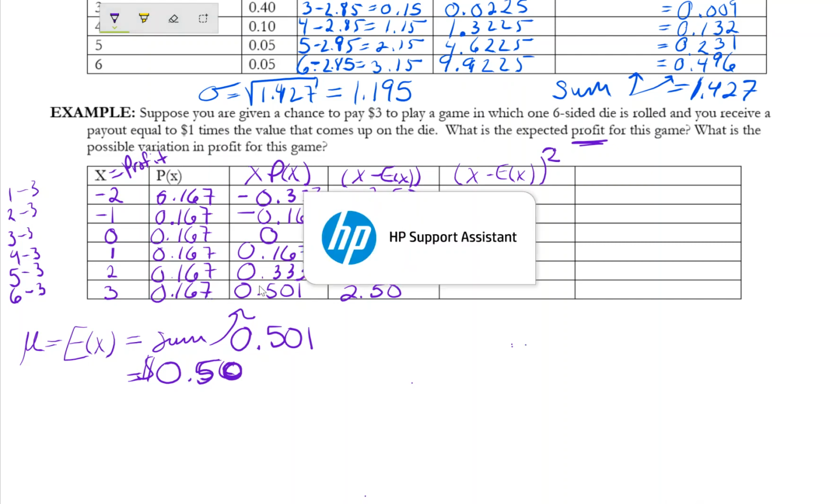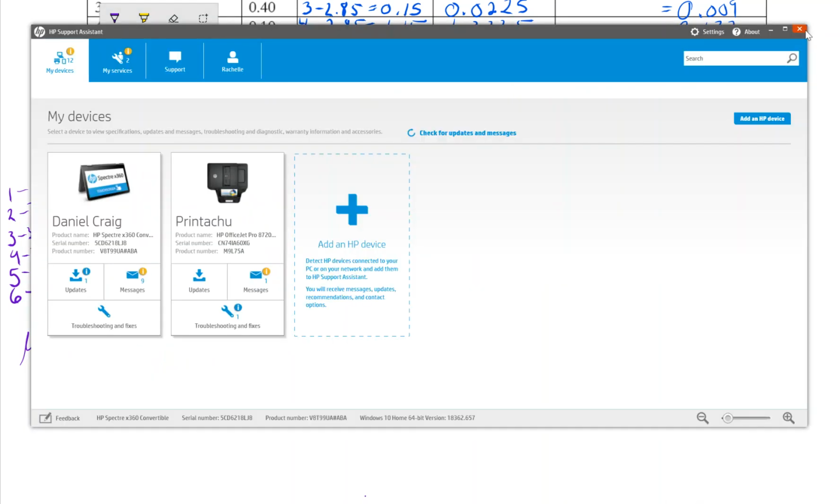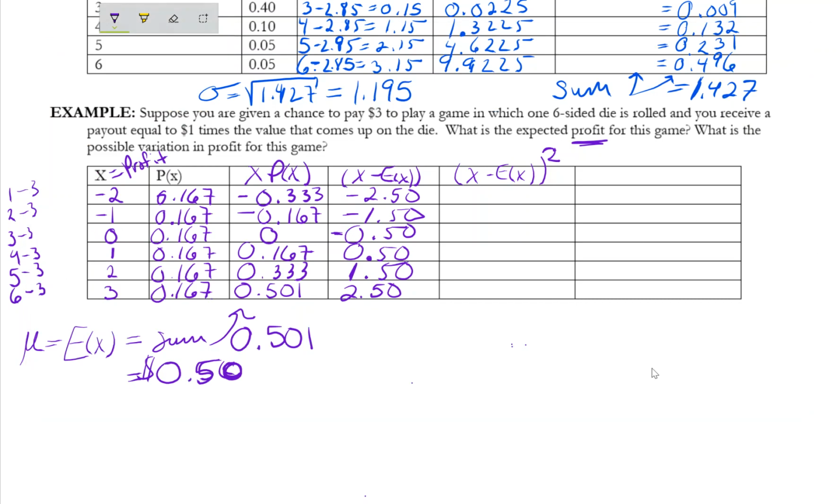So now I'm just, oh no. I'm opening the support assistant in the middle of this video for some reason. And now you know the name of my printer is Printachew, so that's fun.